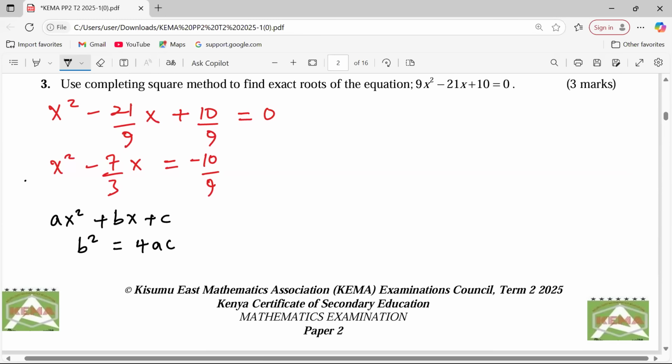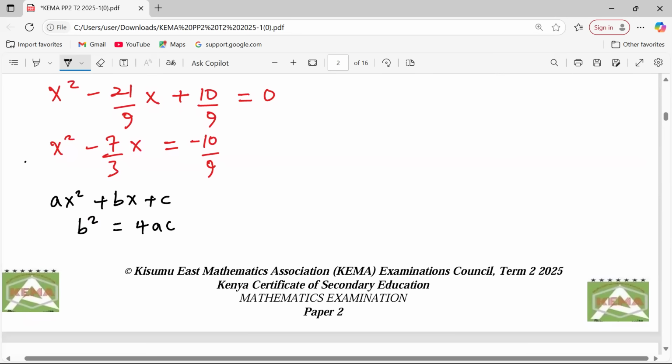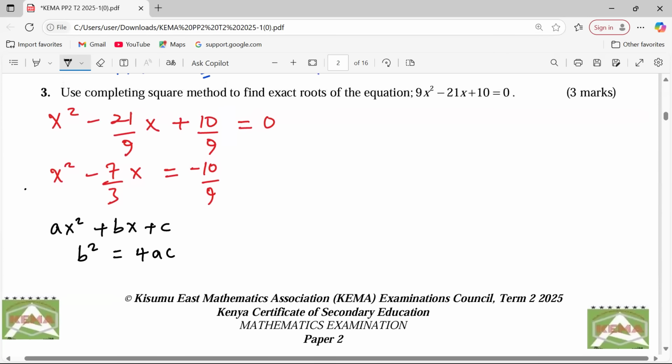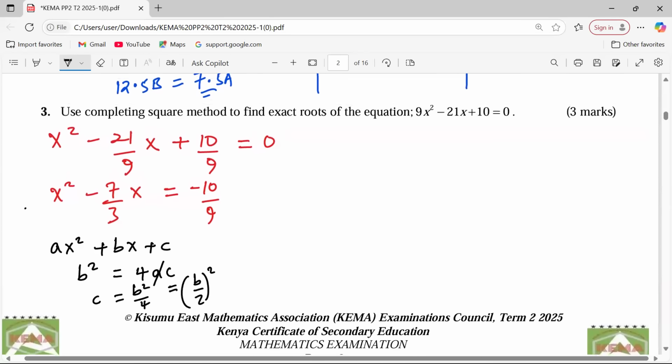Therefore, the constant c can now be calculated simply. Remember here, the value of a is just 1. We have already made the value of a 1, so a can cancel out, such that the value of c will be given by b squared divided by 4. B squared over 4 is the same as b over 2, everything squared, because 4 is 2 squared. I hope you're getting me there.